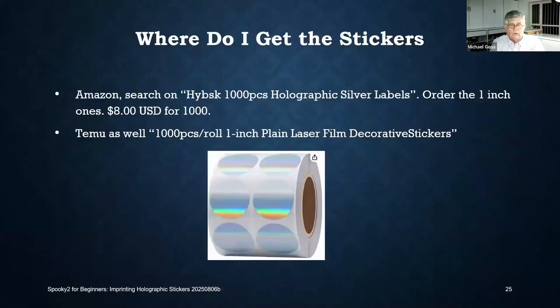I do literally a search on Hibisc, or whatever that is supposed to be, 1,000-piece hologram silver labels. They're the 1-inch variety. That's what I use. And they fit directly into your remote. You can get them on Temu as well. They're actually less money, but they're not called that. They're 1,000 pieces, roll, 1-inch plain laser film decorative stickers.